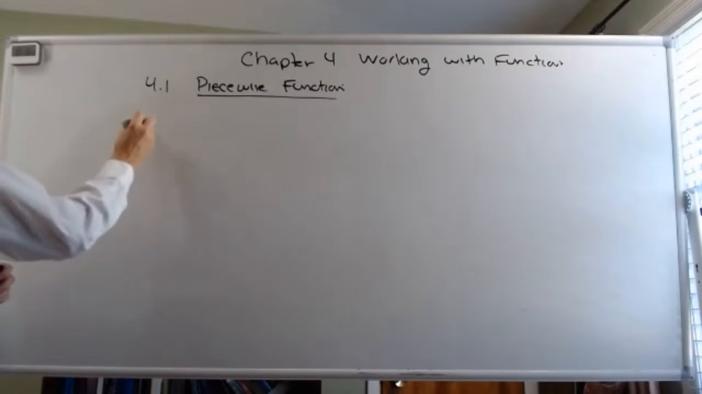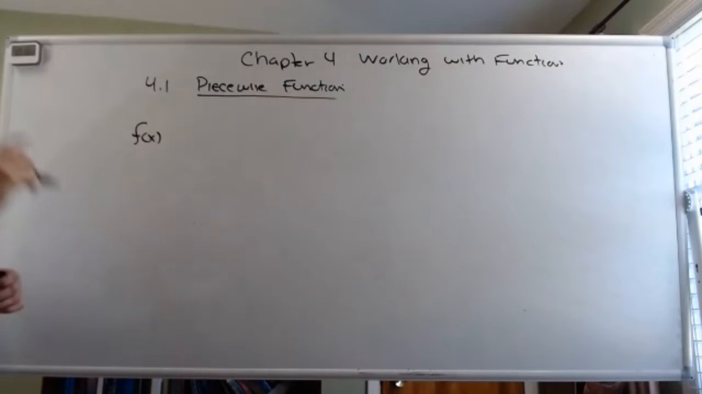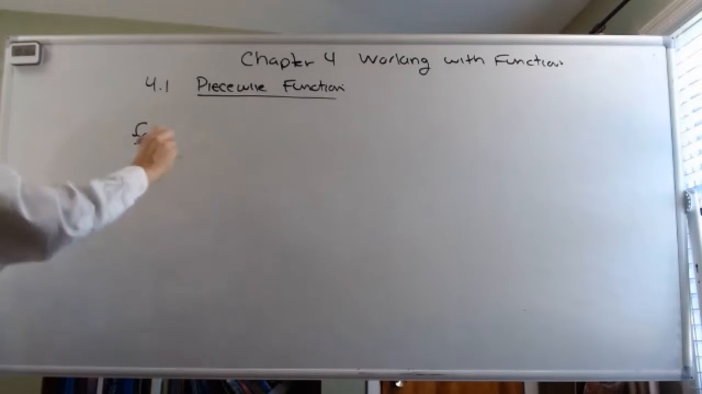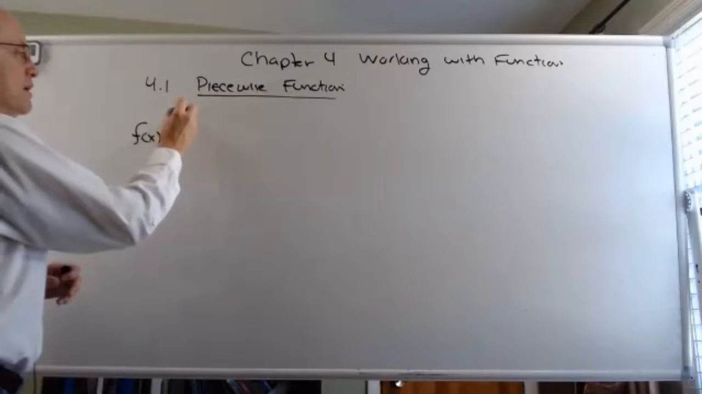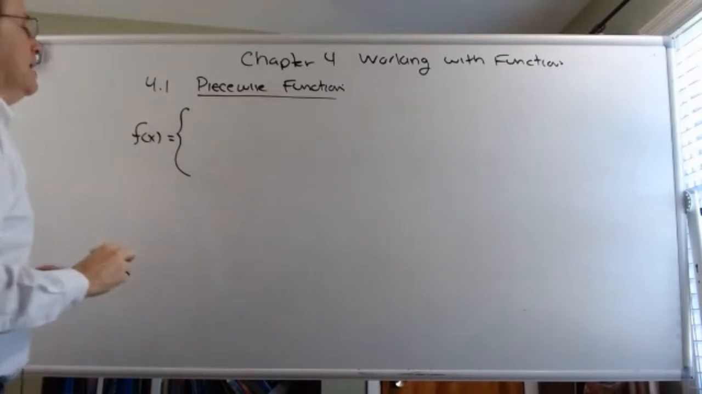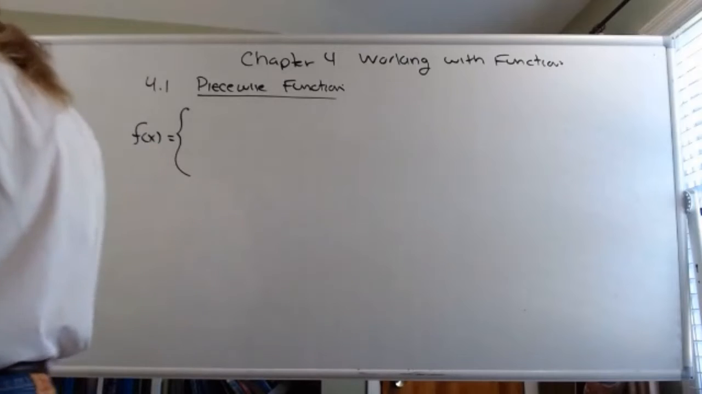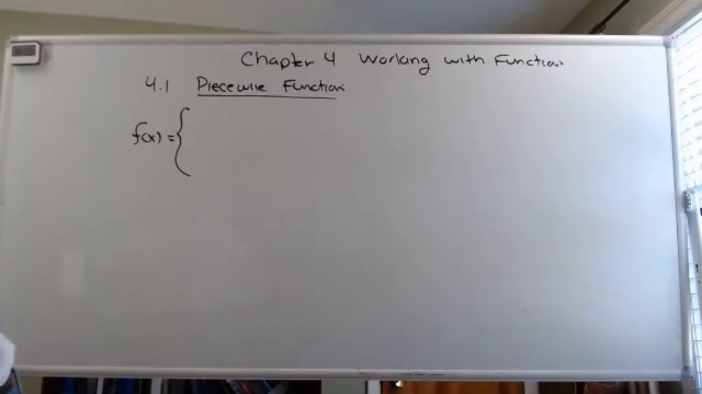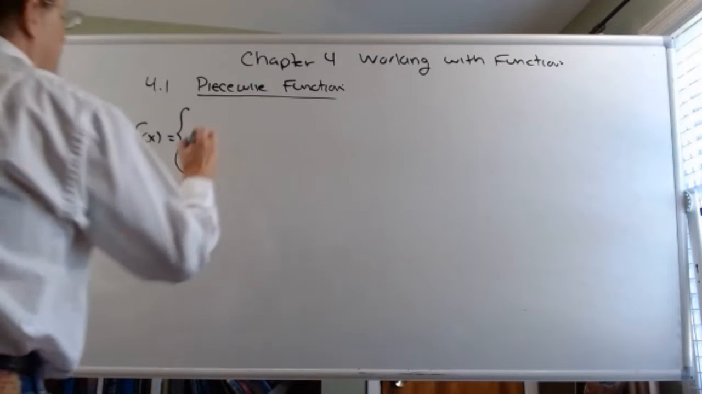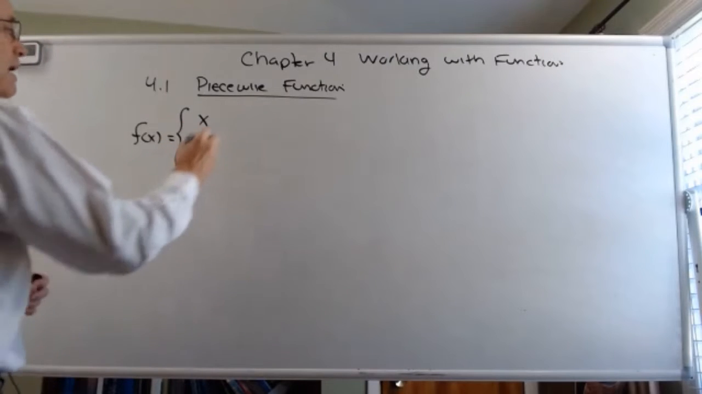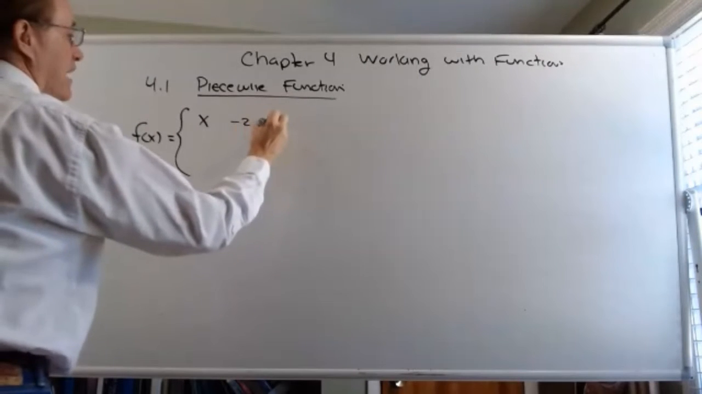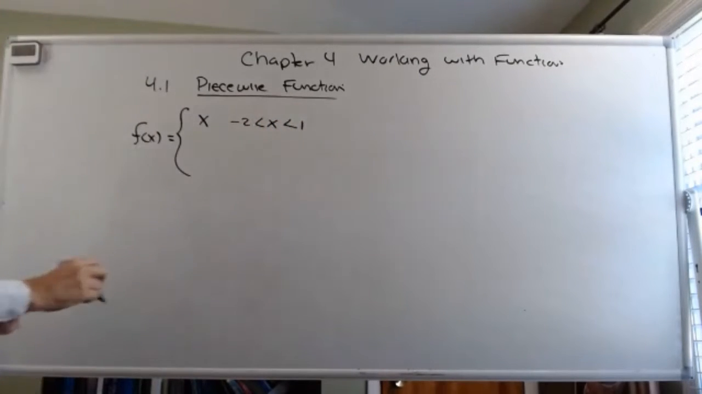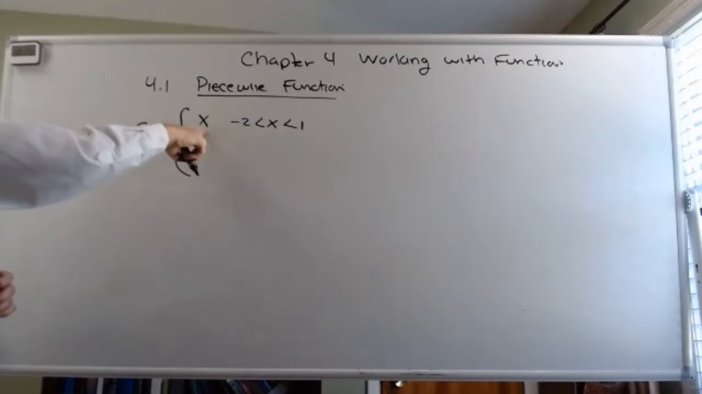So here's my function. I say I found my function f of x. I'm going to define it not as a single function, one of those polynomials or something, but a couple of different polynomials. So sometimes you'll define it like this. I'm going to say it's equal to x when I go from, say, minus 2 is less than x is less than 1. So on that interval, I want it to be this function x.